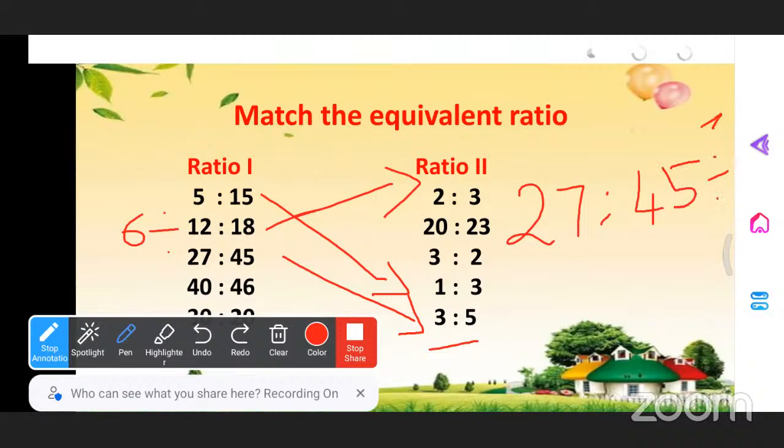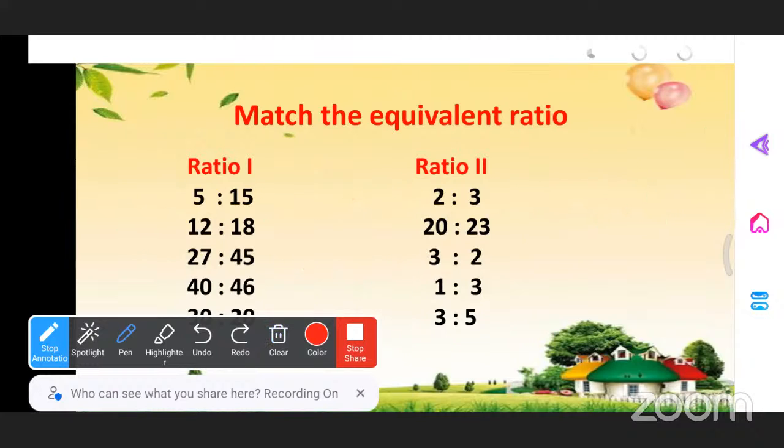Yeah, correct? Yes, ma'am. Tell me. Ma'am, we can divide it by the 9 table. Okay, Kana, 3 table or 9 table. Ma'am, we can divide by 3 table or 9 table, both will be divisible. Yes, correct. Okay, Kana. So here the answer is 3 is to 5.